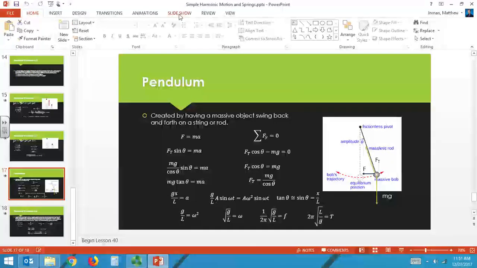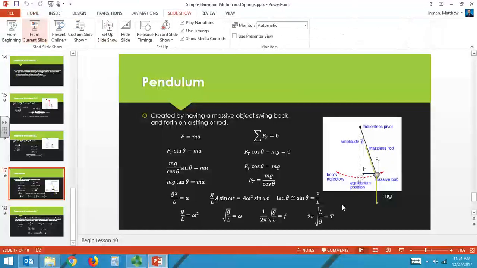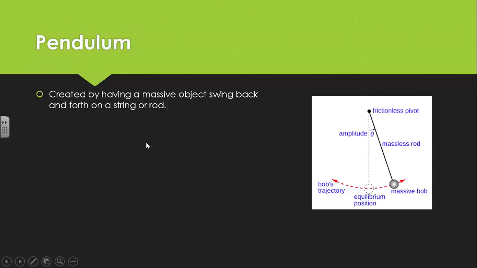Alright, so in this lesson we're going to look at the pendulum in a little bit more detail and talk about what a pendulum is first of all, and then what are some things that we can look at when we analyze the pendulum that allows us to treat the pendulum as simple harmonic motion. So a pendulum is really any type of device that's created by having a massive object swing back and forth.